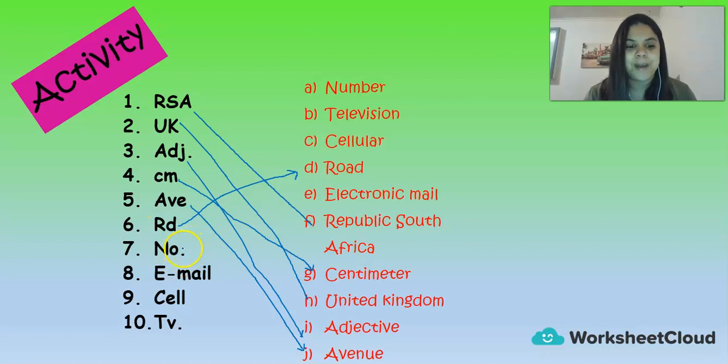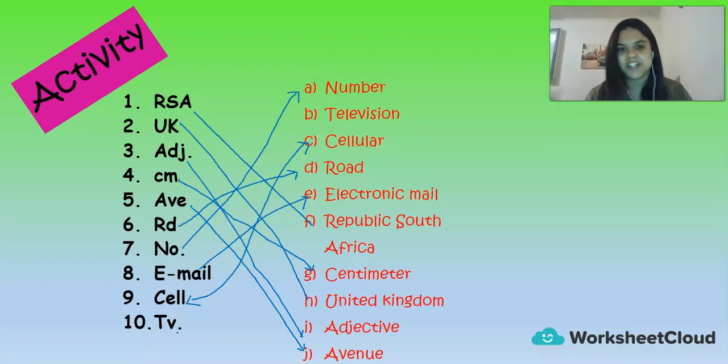NO with a dot is number. Email. Email is abbreviation for electronic mail. So it's that one over there. And cell, quite a popular one for you guys. Cell is cellular. And then TV, one of the most normal abbreviations of all time, I'm assuming grade 4s, is the word TV. And that is the answers for this activity.